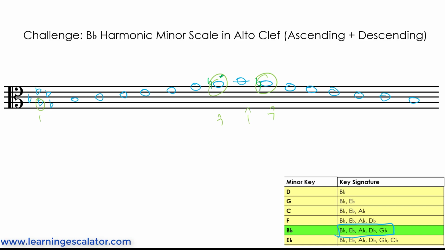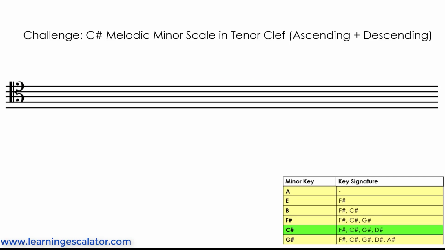C sharp melodic minor scale in tenor clef, ascending and descending. C sharp minor has 4 sharps. So first let's draw the sharps. There's F sharp, C sharp, G sharp, and D sharp. And then we draw the scale: C, D, E, F, G, A, B, C.